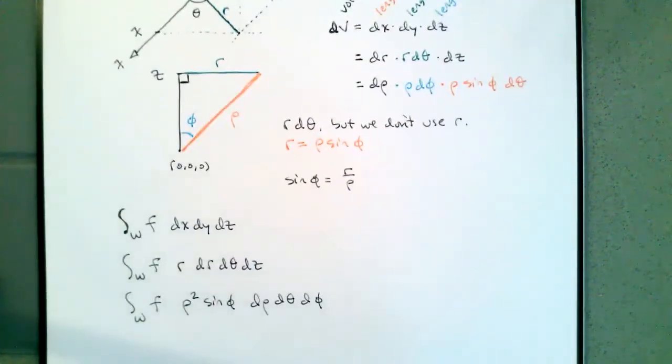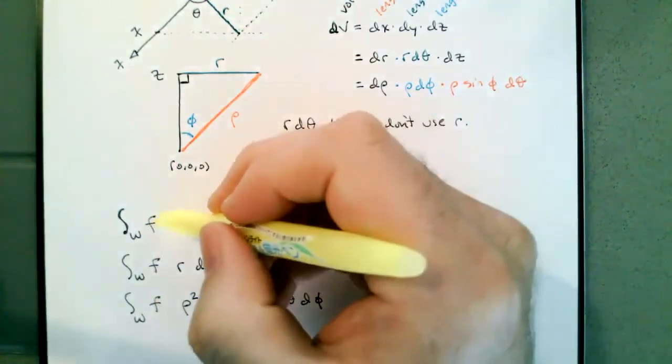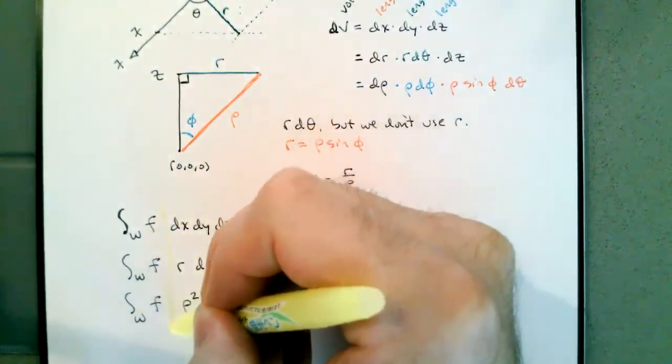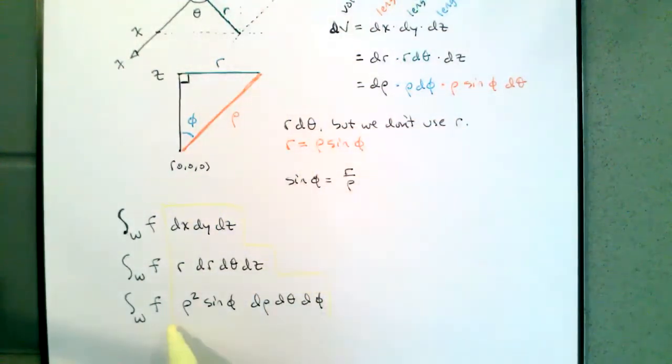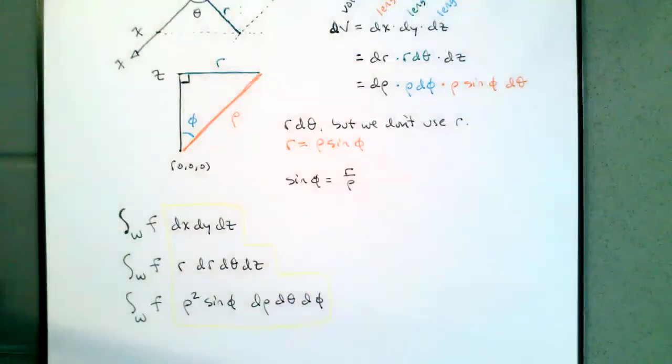So what we want to notice is that we're integrating over some solid a function of three variables. This r is part of the dV. This rho squared sine of phi is part of the dV. So over here, these are our expressions for dV. Those are all expressions for dV.